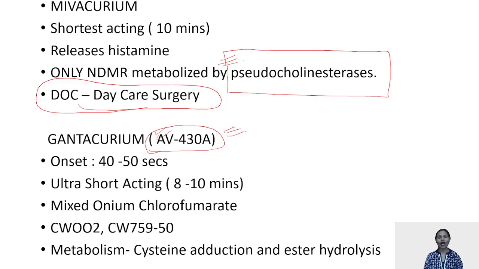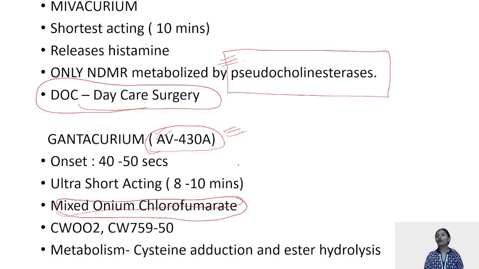AV430A. For this, you have to revise it again and again. That's Gantacurium. Gantacurium is a newly introduced neuromuscular agent which belongs to the class of mixed onium chlorofumates, and it has ultra short acting, only 8 to 10 minutes duration of action. It is chlorofumate.